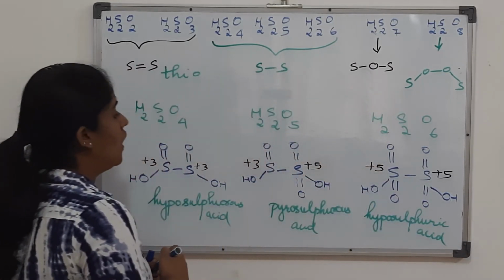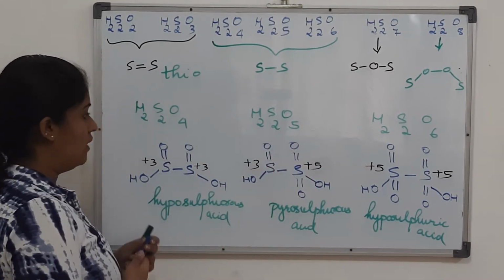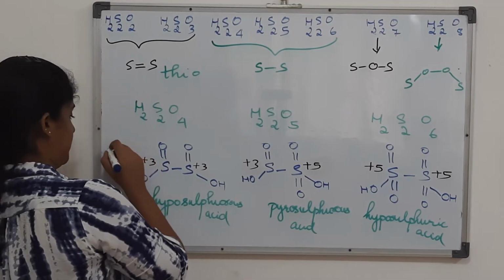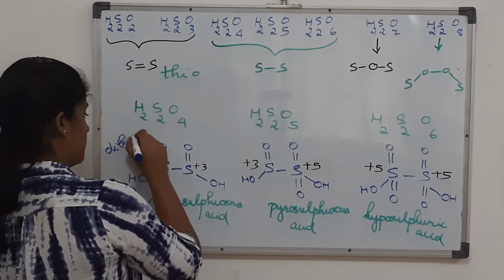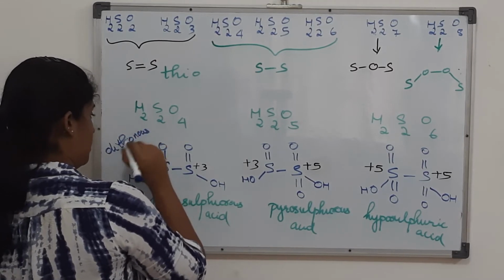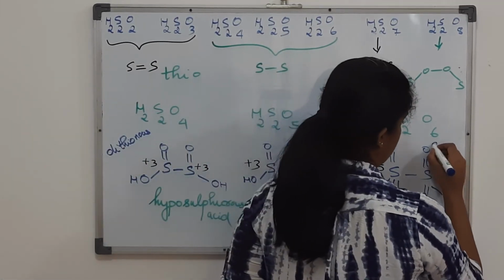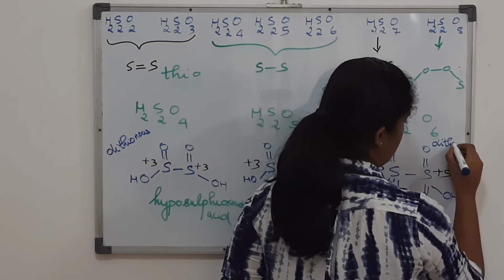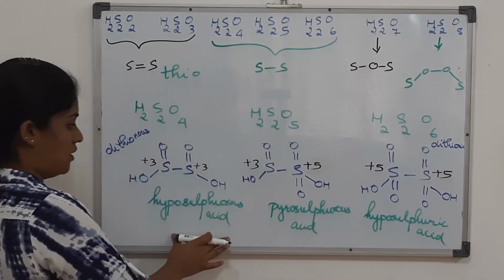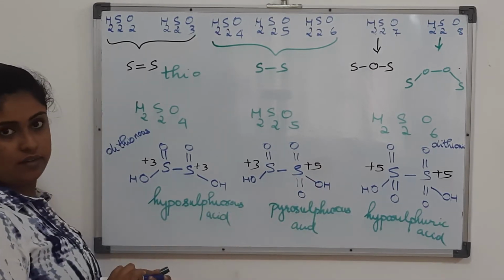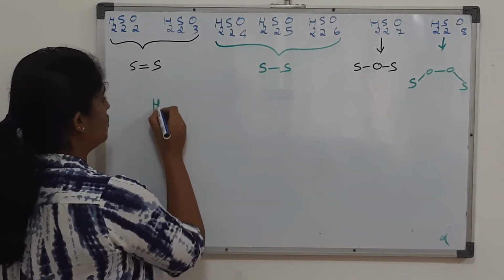Okay. Also, there's another name for the first and the last one, that S-S, the first one and the last one. We can also call them dithionous acid and dithionic acid, this last one. Dithionous and dithionic, that is hyposulfurous and hyposulfuric. Clear? Let's move on to the last two sets, that was H2S2O7 and H2S2O8.